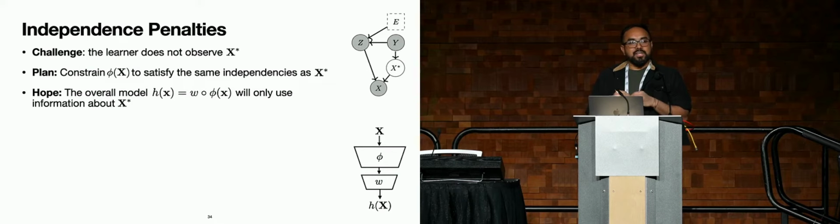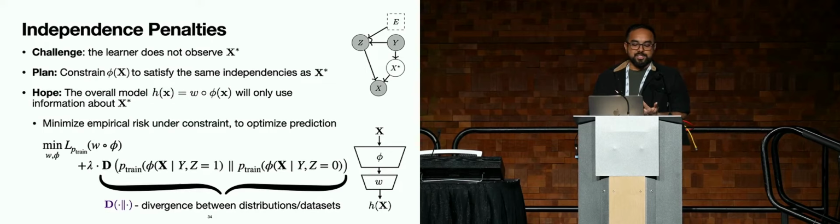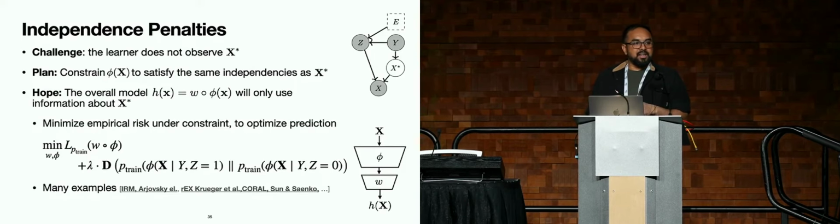Okay, so let's write down the exact objective. We're going to have a model that takes in a representation and a function on top of the representation, and we're going to minimize empirical risk for this overall model while imposing a dependence penalty to control how far the distribution of the representation can change when you condition on different values of the nuisance. Here D is some divergence between distributions, and if this is 0, then you know that phi of x is independent of z given y. There are many different versions of this particular penalty that were implemented in practice. We'll look at one of them, specifically invariant risk minimization.